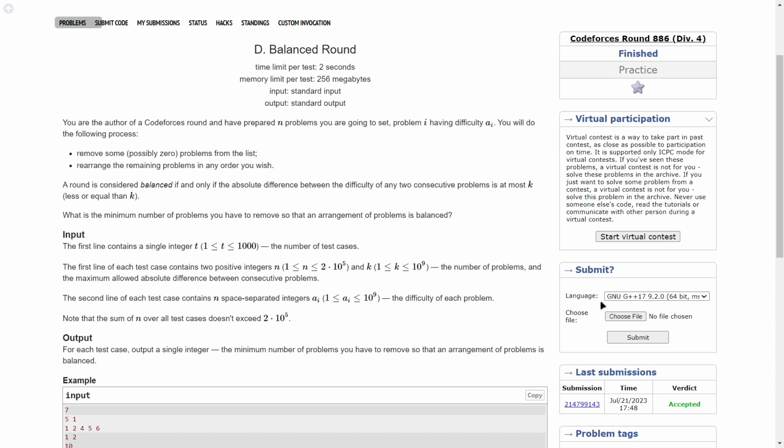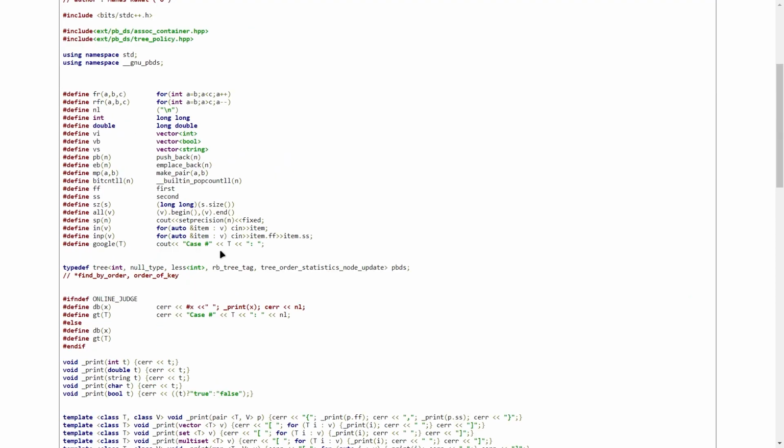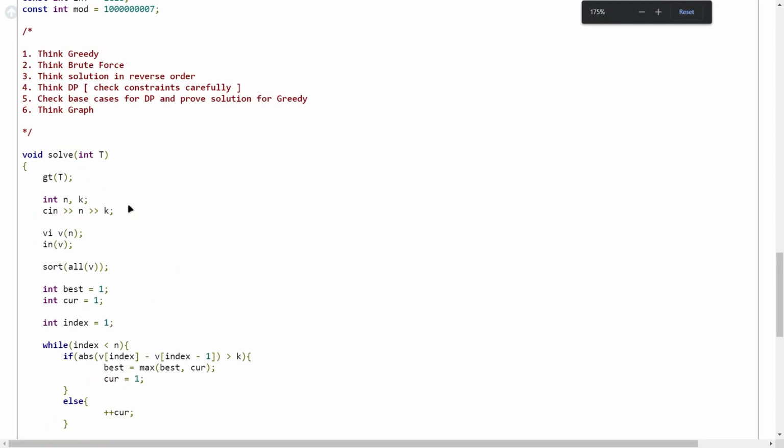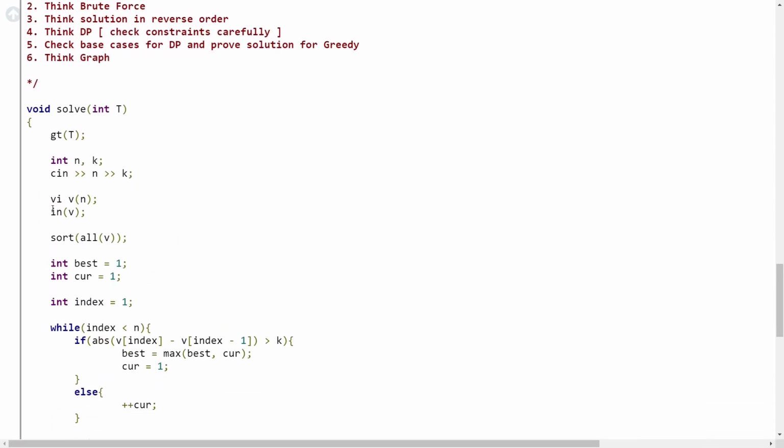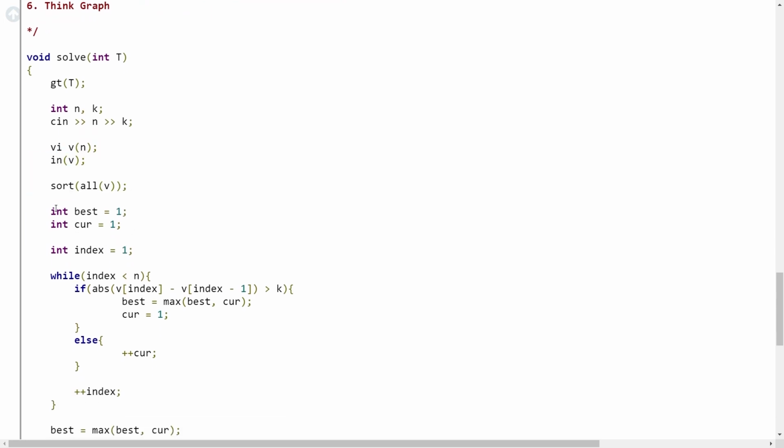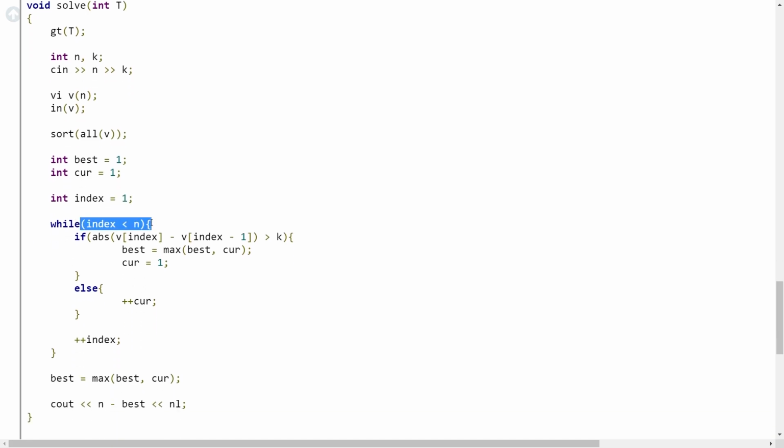So let us have a look at the code now. You will see what I have done is I have taken 2 input integers n and k, created a vector v, taken input in the vector and sorted the vector. Now I initialize my 2 values, best and current. Best is going to store the biggest possible size of a group and current is going to store the current size of the group. And I have initialized my index with 1. So while index is less than n, I check the absolute difference between the current element and the previous element. If this difference is greater than k, then I am going to update my best answer, which is going to be the best maximum size, right?